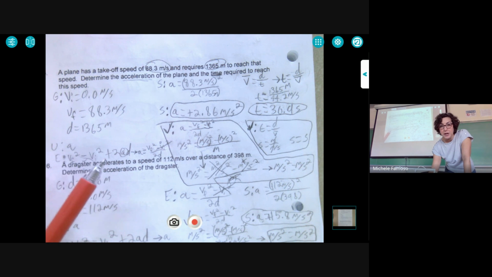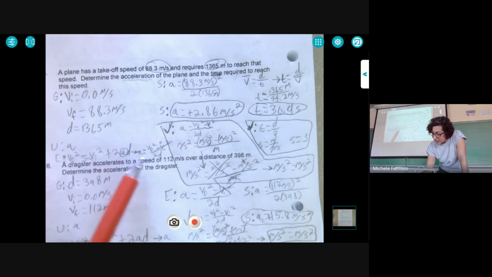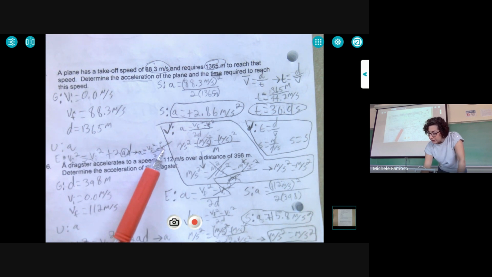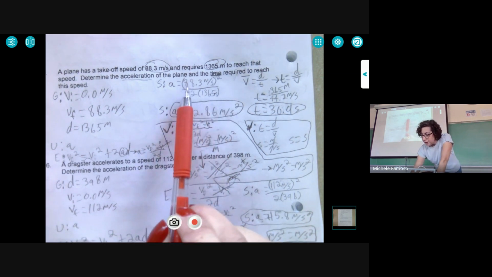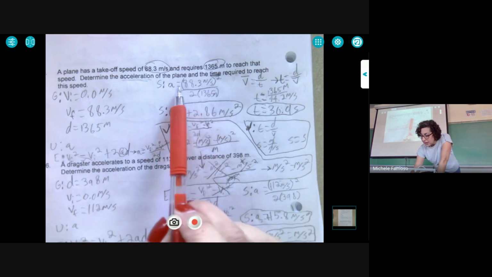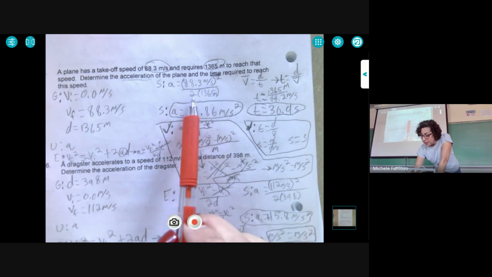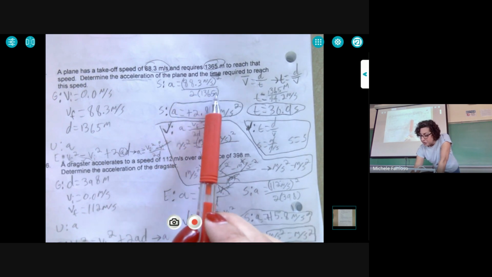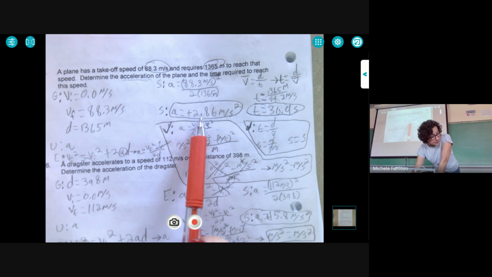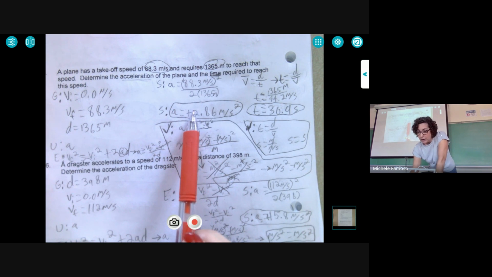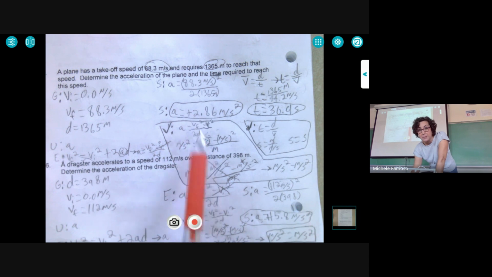So VF squared is VI squared plus 2AD, or A is VF squared minus VI squared over 2D. He drops out the VI because that's 0. He plugs in 88.3 meters per second, that amount gets squared, and he divides by 2 times 1,365 meters, which gives him positive 2.86 meters per second squared. And this is the same check as in number 13 and 12, so I'm not going to go over it again, but the check is here.